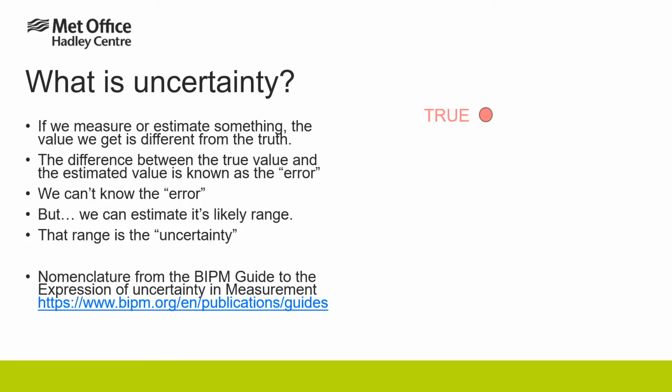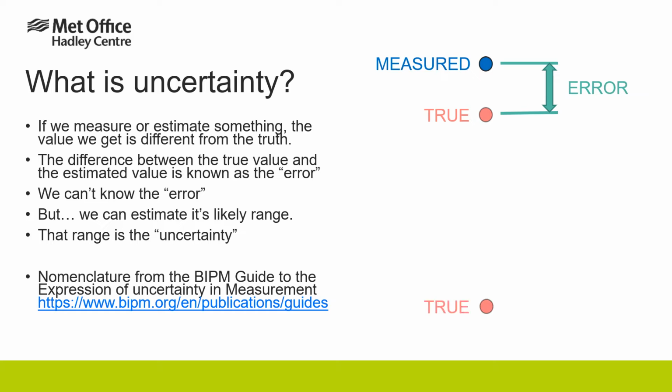So the first and perhaps most important context is uncertainty. So what is uncertainty? If we measure something, the value we get is different from the truth. So I've got this pink spot here on the right hand side, and say this is the true value of something we're trying to measure. Then we make a measurement and we get the value in blue there, and the difference between these is the error. Now, unfortunately, we don't know what the error is. If we did, we could just subtract it from the measured value and get the truth. This isn't the case, sadly.